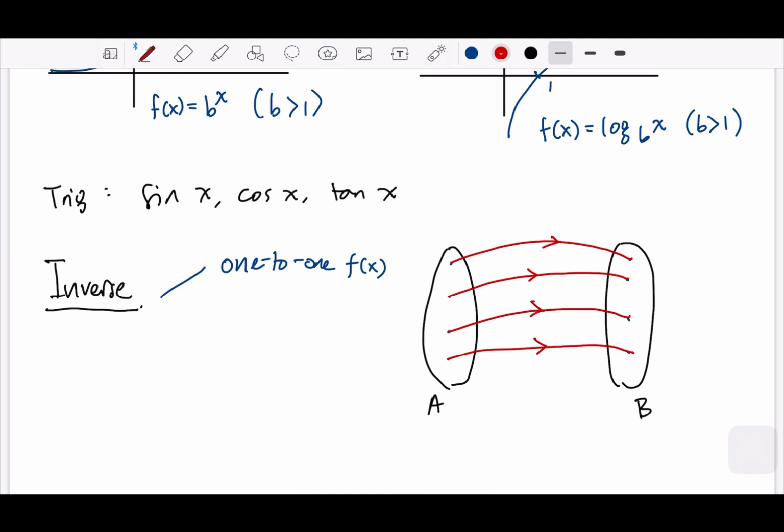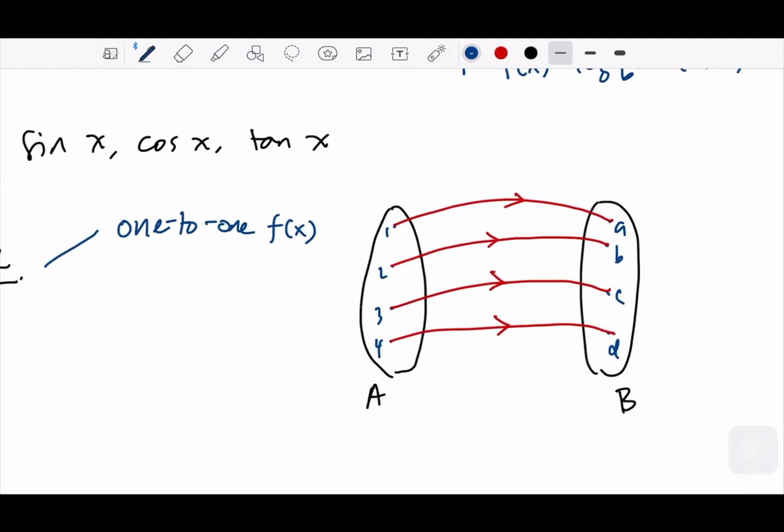Each element inside A is going to have exactly one target in B. Let's say this is 1, 2, 3, 4. This is A, B, C, D. Each of them gets their own target. We call this a one-to-one function.